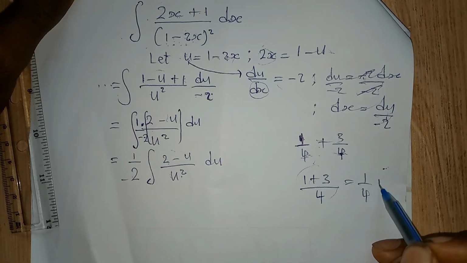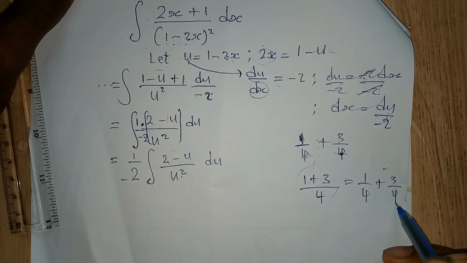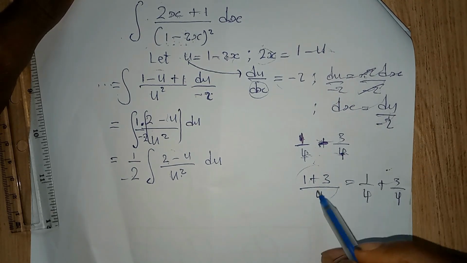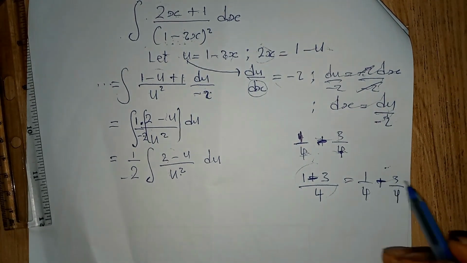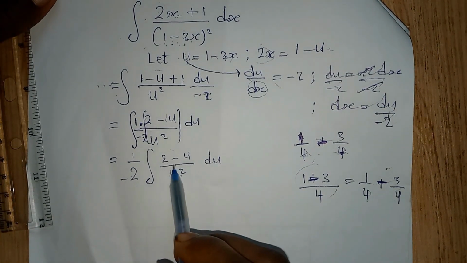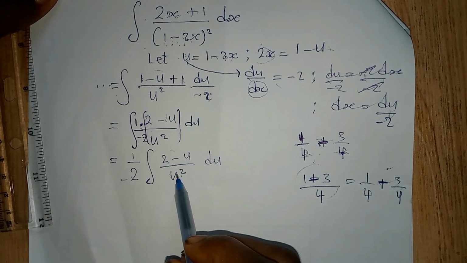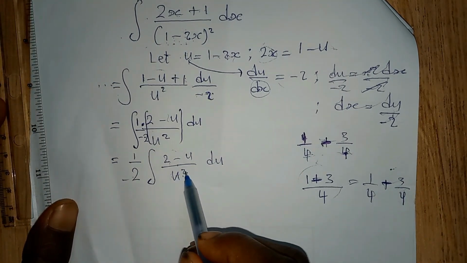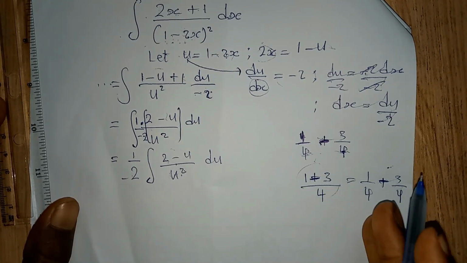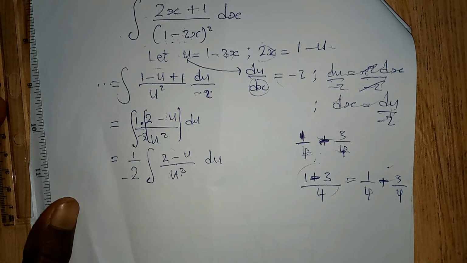1 over 4 plus 3 over 4. So also, if it was minus here, here will be minus and here will be minus. Hope you understand the logic. Now the same logic will apply here. Here we have this, meaning that their common LCM is u squared. We are going to split it to the both of them, making it partial fractions.